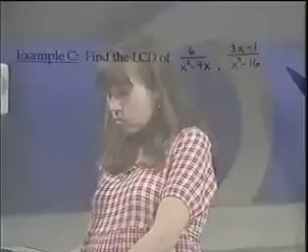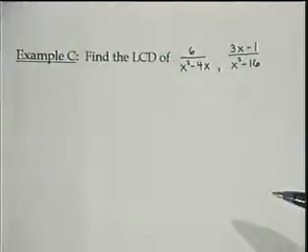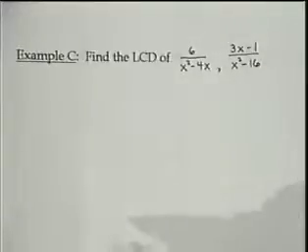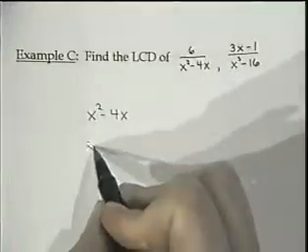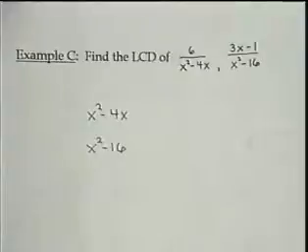Okay, let's now look at the next problem, example C, which is find the least common denominator of the following two rational expressions. We have 6 over x squared minus 4x and 3x minus 1 over x squared minus 16. Take your denominators. You have x squared minus 4x, and then you have x squared minus 16. Now this is a little different. Let's find the least common denominator here.